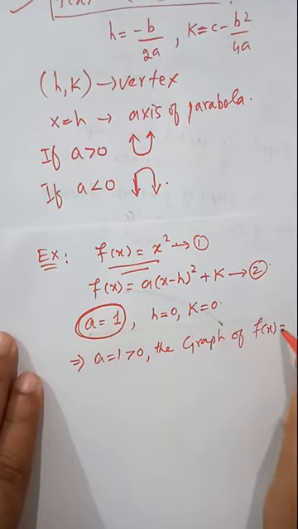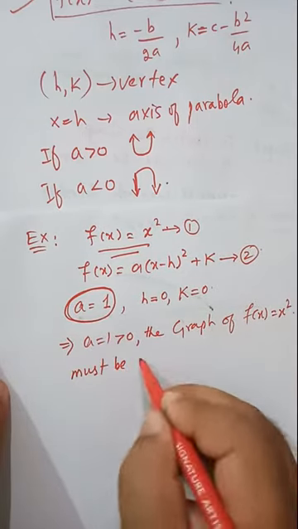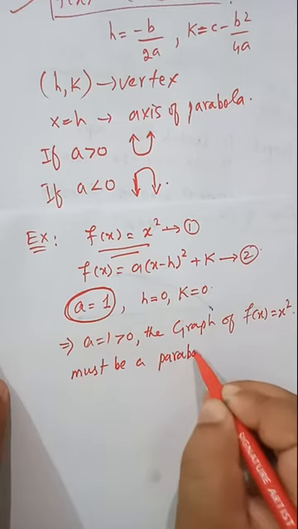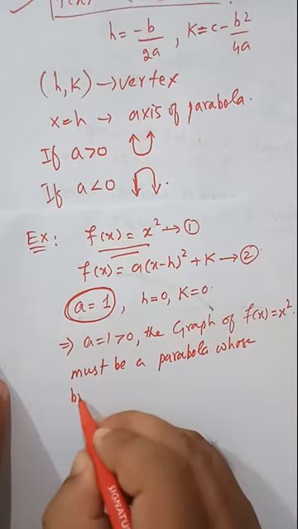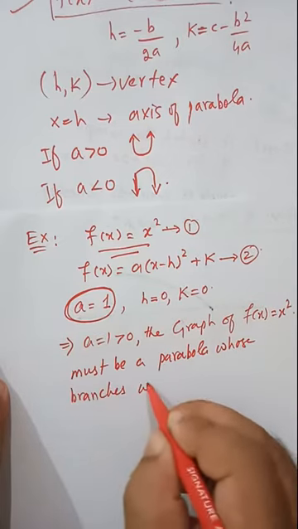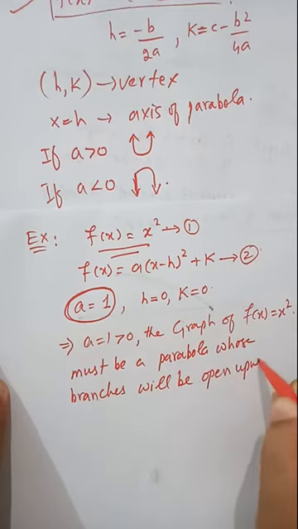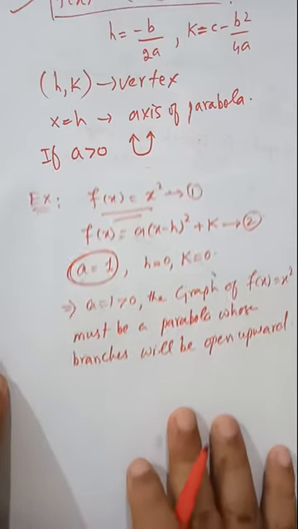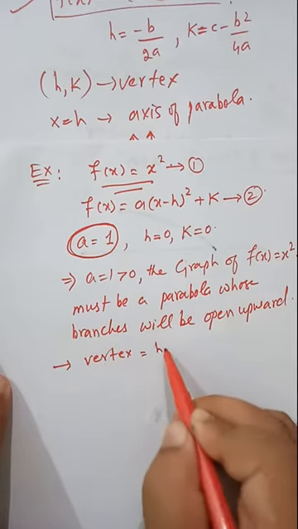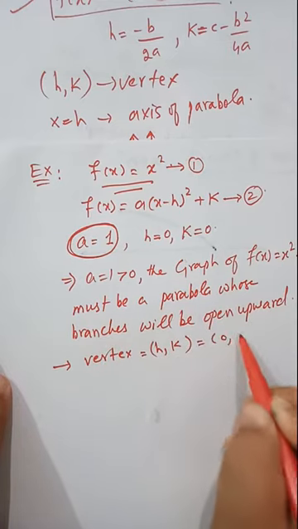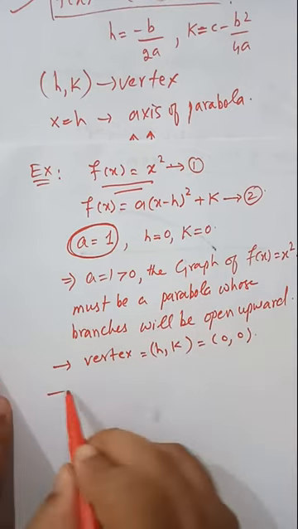So the graph of f of x is equal to x square must be a parabola whose branches will be open upward. You see, the branches will be open upward. Vertex, which is h, k, that is equal to 0, 0. So the origin of the x-axis and y-axis is your vertex.